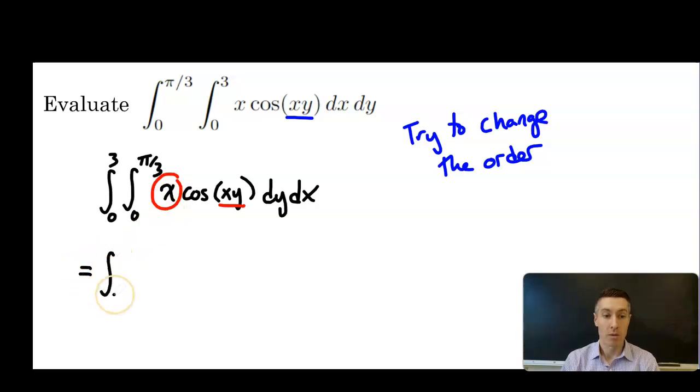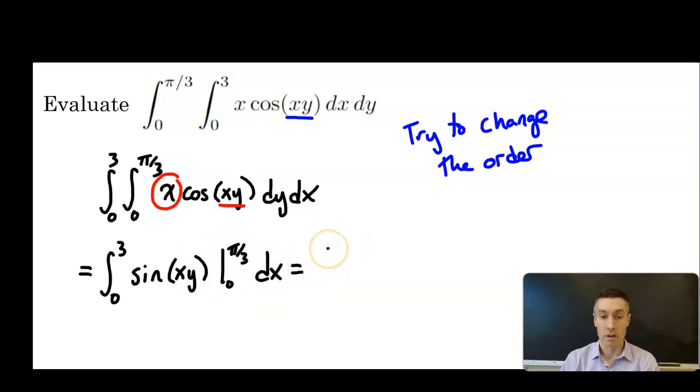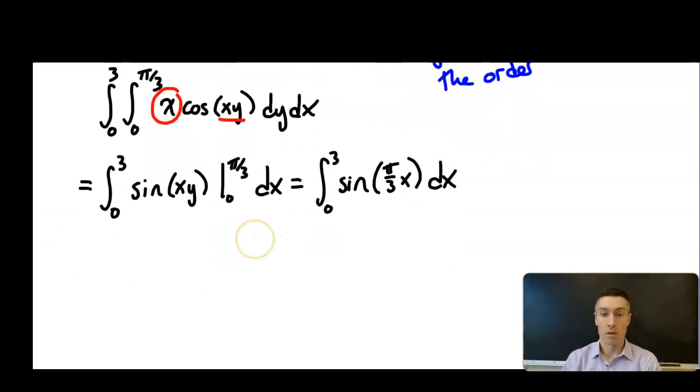So this is going to equal the integral from 0 to 3. We're integrating cosine of u. So that's going to be sine of u, which is xy. Evaluate that from 0 to pi over 3 dx. So integral from 0 to 3 of sine of, we're plugging in for y now, so pi over 3 x, and then minus sine of 0, which is 0, so dx. Okay, now we have to integrate this with respect to x.